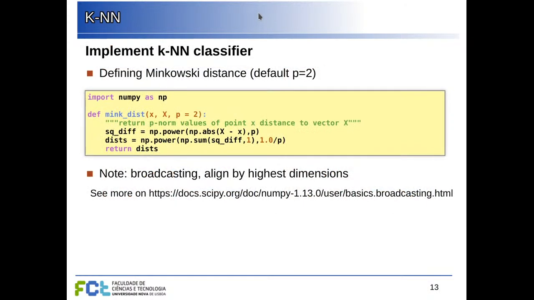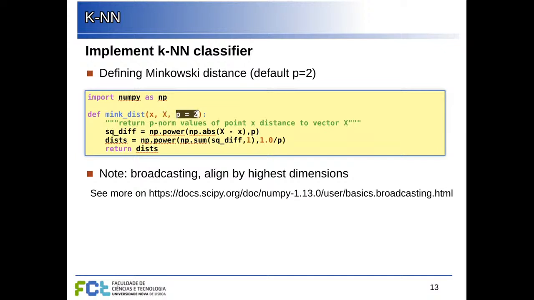Okay, so first we need the distance. We can generalize this. We can create a function for the Minkowski distance of one point to a set of points in our training data. So basically this uppercase X is our training set, the features of our training set, and this lowercase x is a new point that we want to classify.